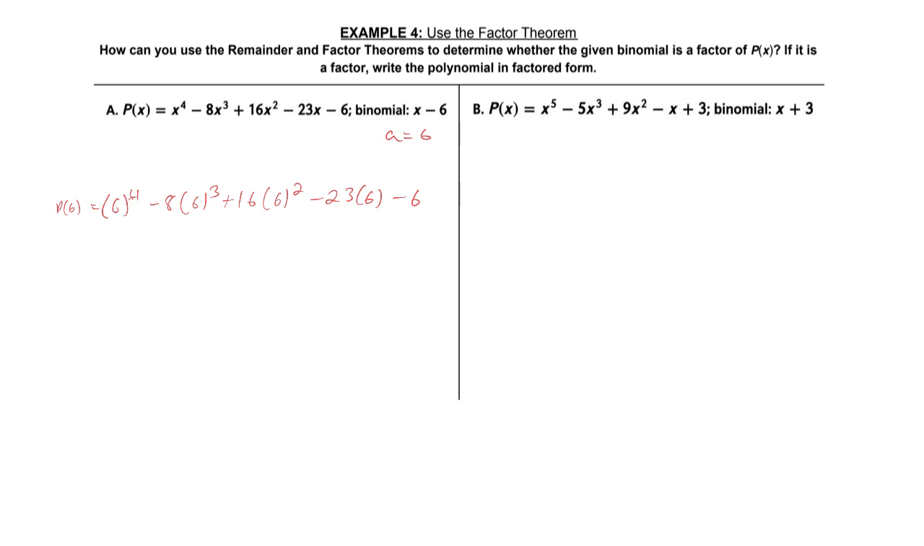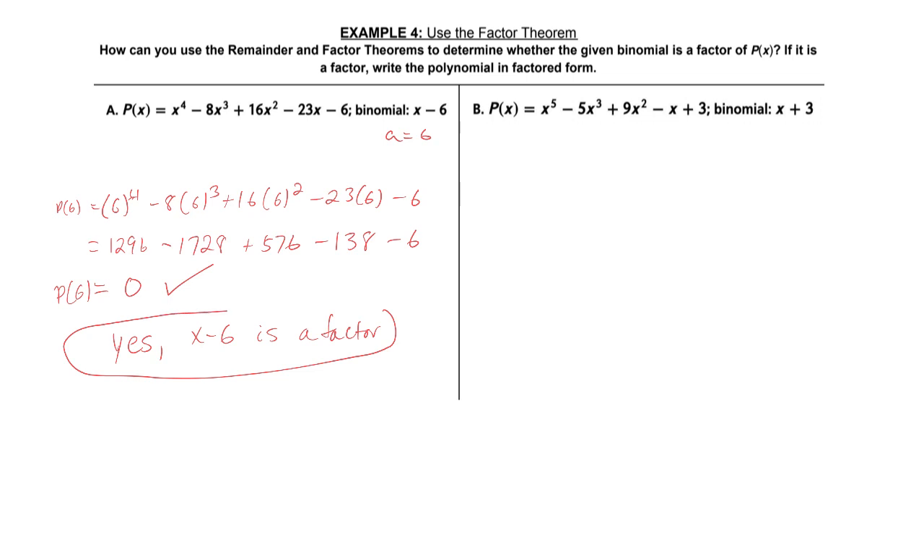Okay, so we get 1296, and then we get minus 1728 plus 576 minus 138 minus 6. And if you combine all those together, it comes out to 0. So, because it's 0, yes, x minus 6 is a factor. So you could actually factor out x minus 6 from that polynomial, and you get another polynomial.